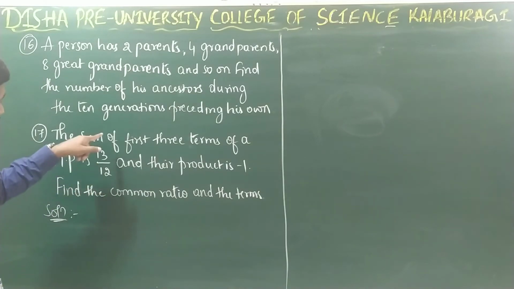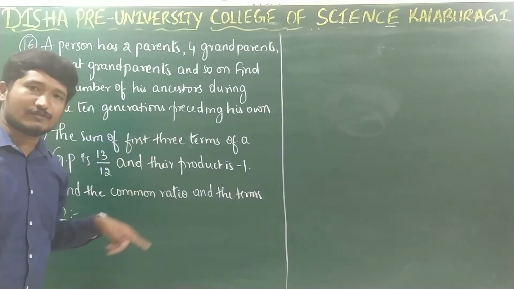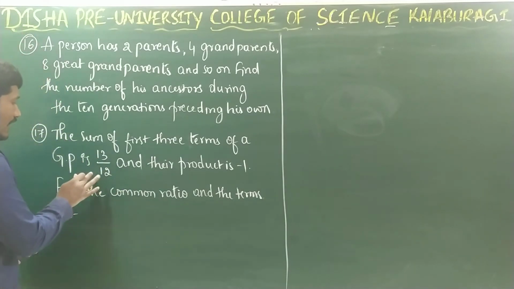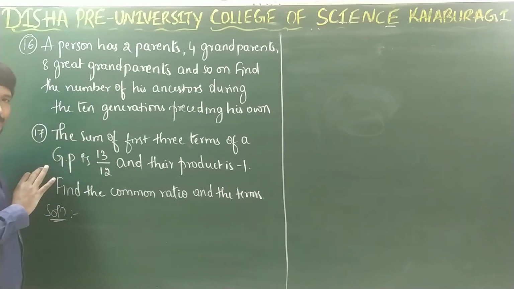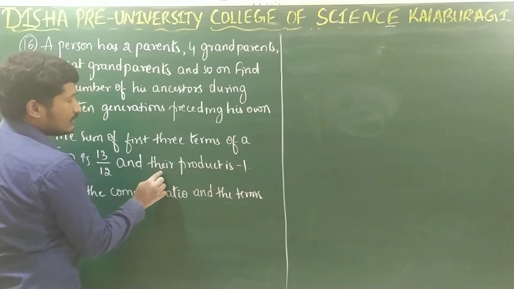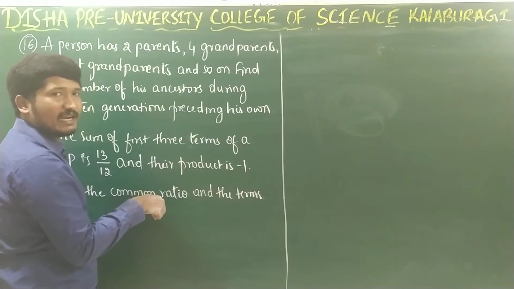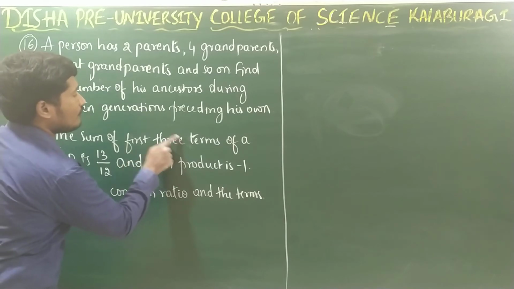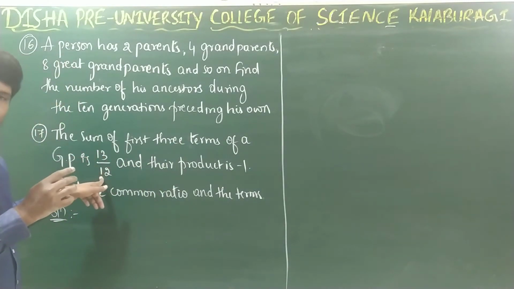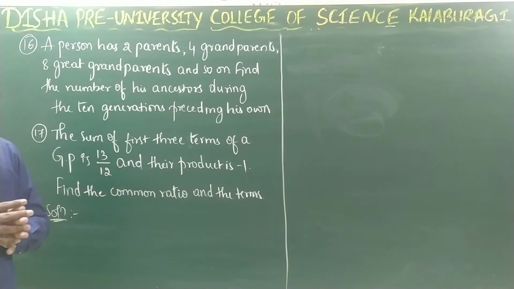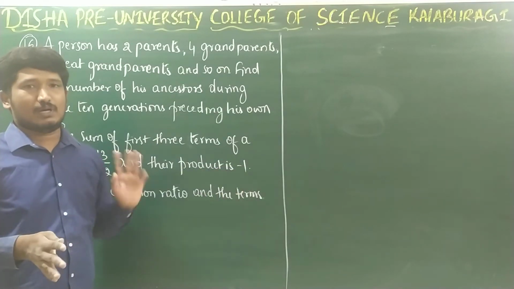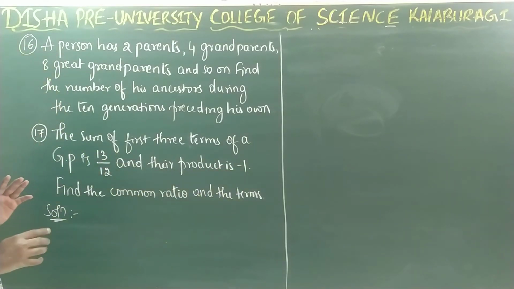What is given? Sum of first 3 terms of the GP. So when I add the first 3 terms of the GP, the value I get will be 13 by 12. And their product is -1. Their product here indicates the product of the first 3 terms. Right? When you add, you will get 13 by 12. When you take the product, that is when you multiply 3 terms, you will get -1. So this is the given thing.